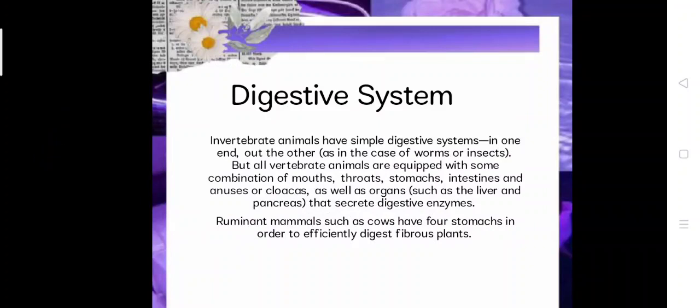Next is the digestive system. Invertebrate animals have simple digestive systems, in one end and out the other, as in the case of worms or insects. But all vertebrate animals are equipped with some combination of mouths, throats, stomachs, intestines, and anuses or cloacas, as well as organs such as the liver and pancreas that secrete digestive enzymes. Ruminant mammals such as cows have four stomachs in order to efficiently digest fibrous plants.